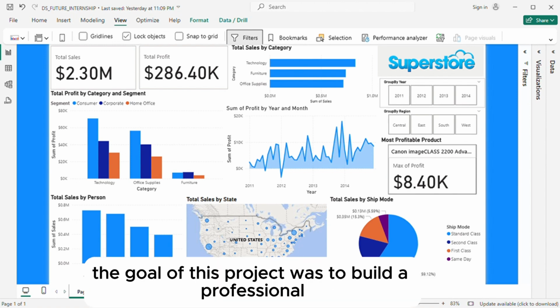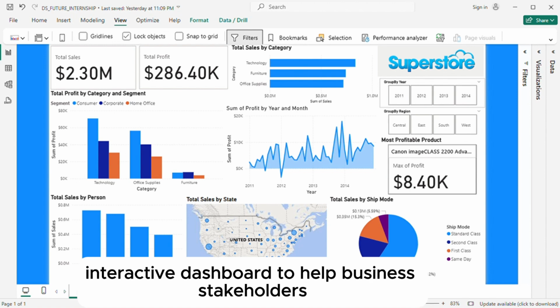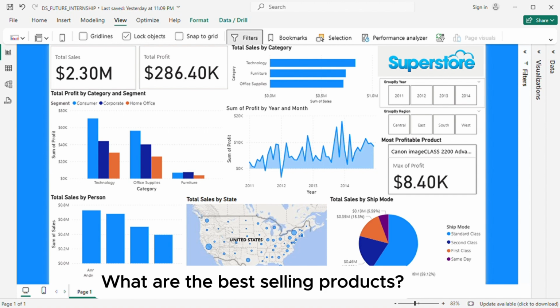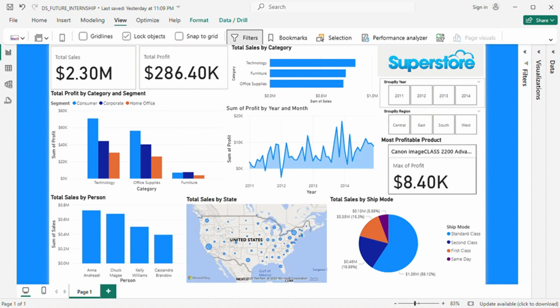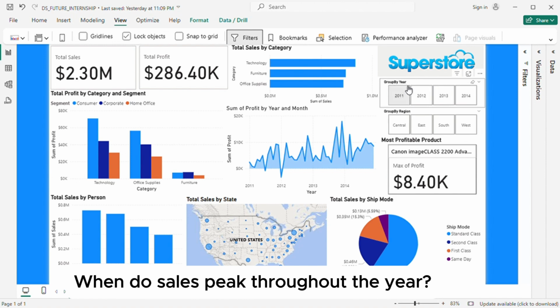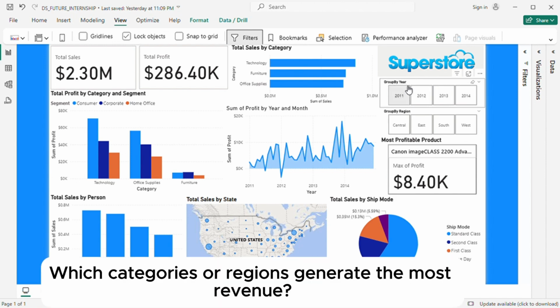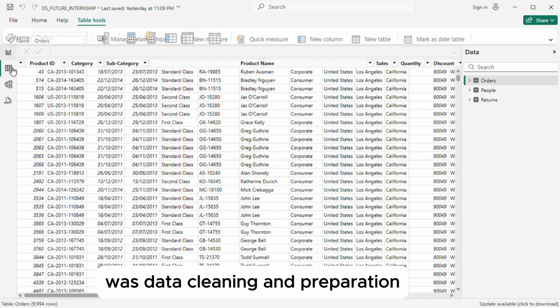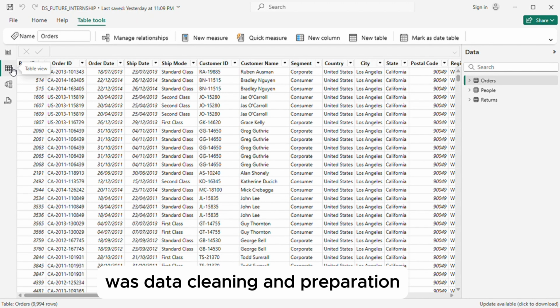The goal of this project was to build a professional interactive dashboard to help business stakeholders answer key questions like what are the best selling products, when do sales peak throughout the year, and which categories or regions generate the most revenue. So the first step I took was data cleaning and preparation.